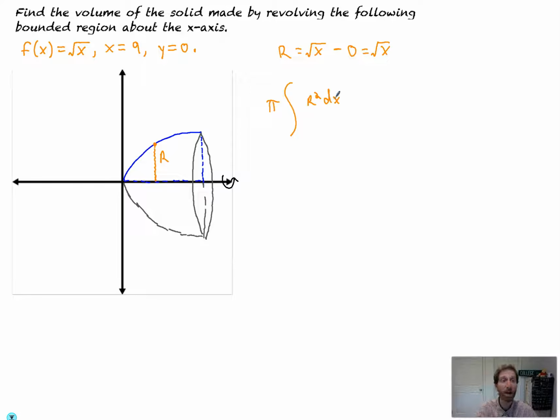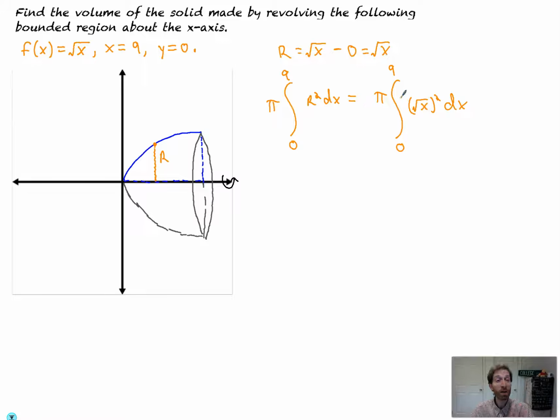We're stacking them left to right here. We know that because we're perpendicular to the x-axis. And so that's going to be from x equals 0 to x equals 9. And now we're just going to plug in what r is. So that's going to be pi times the integral from 0 to 9 of r squared, root x squared dx.